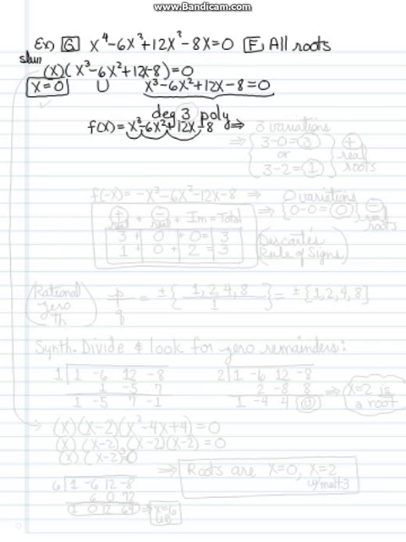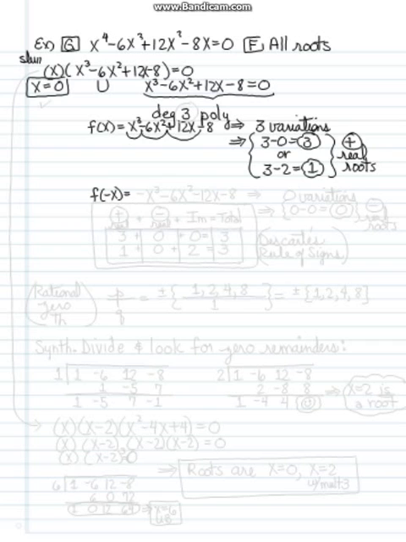It starts positive, changes to negative, changes to positive, changes to negative. That's 3 variations. So that means there's going to be 3 minus 0 equals 3, or 3 minus 2 equals 1 positive real roots, either 3 or 1 positive real roots for that factor.